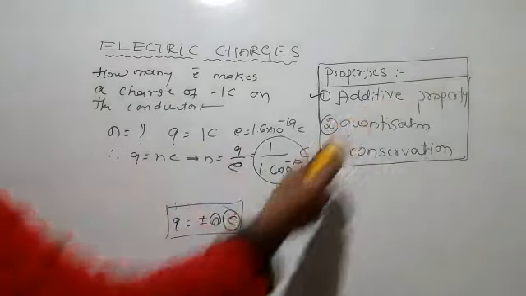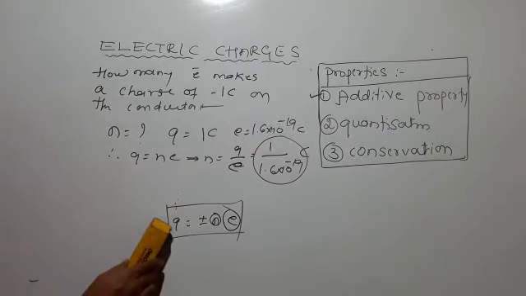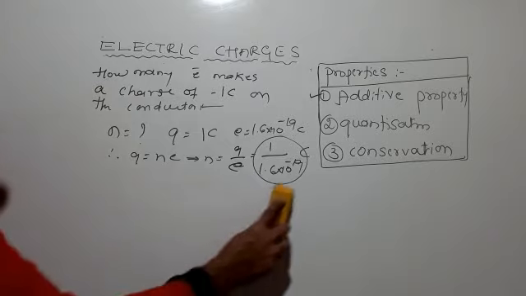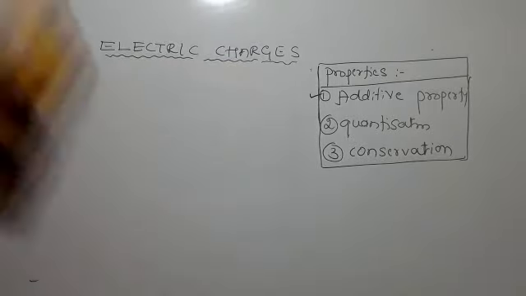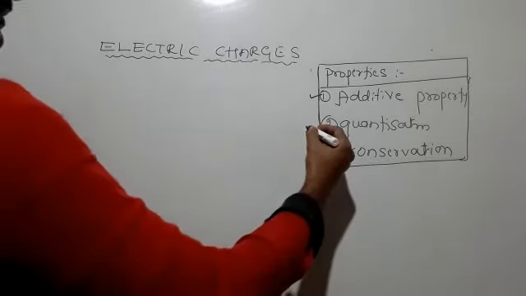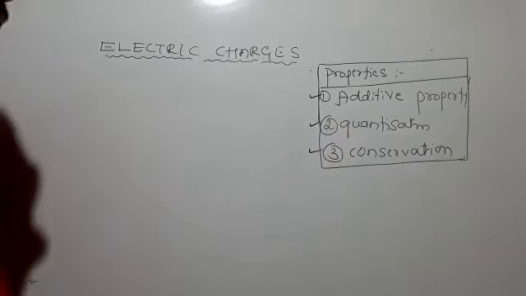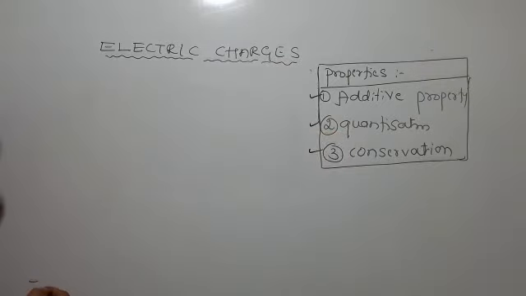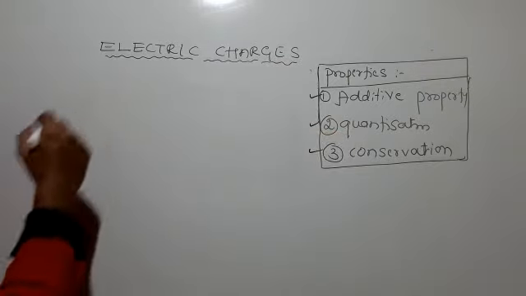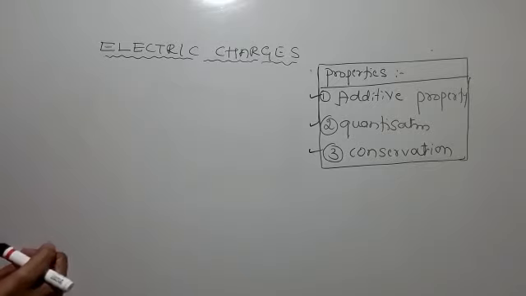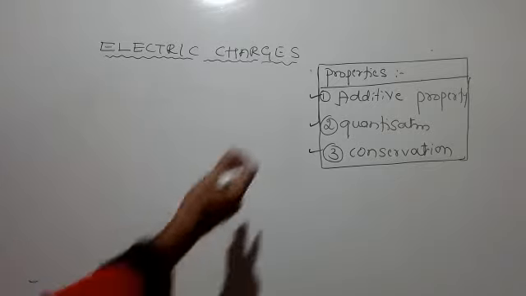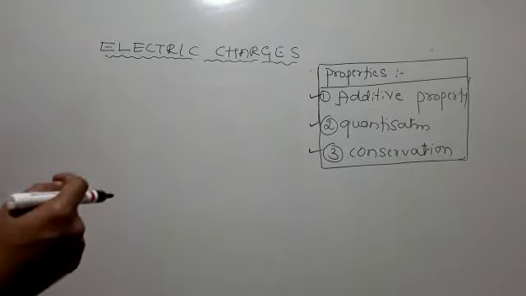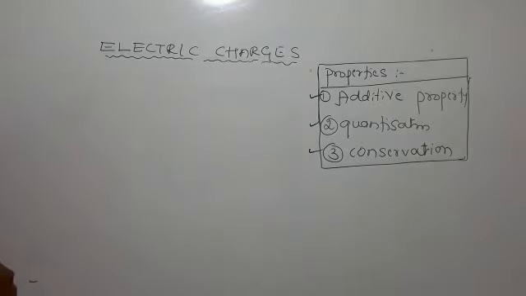According to quantization of charges, the charge on any conductor must be an integral multiple of the electronic charge. Now let us move to the third one. The second one was quantization; now the third one is conservation of charges. We know the law of conservation of energy: energy cannot be destroyed or created. Like that, here also you cannot create charges or destroy charges.